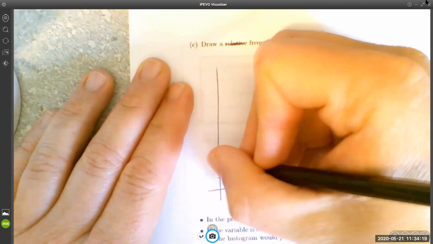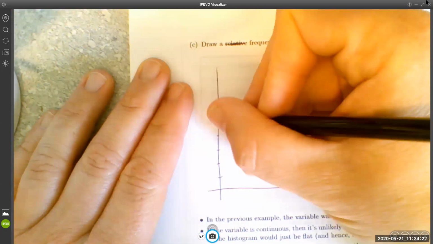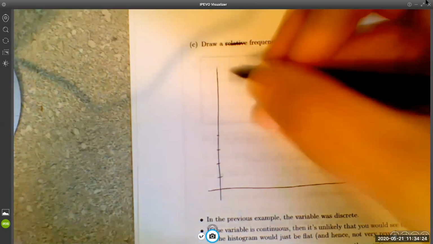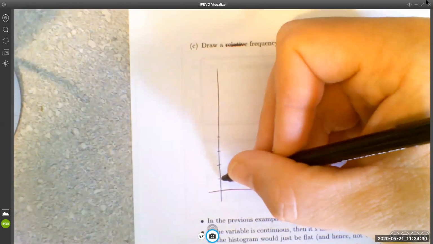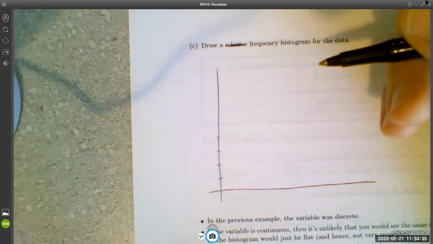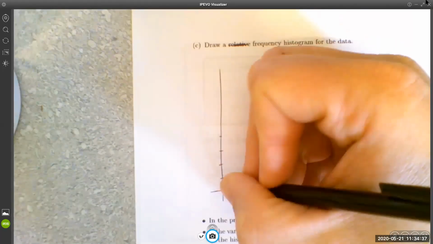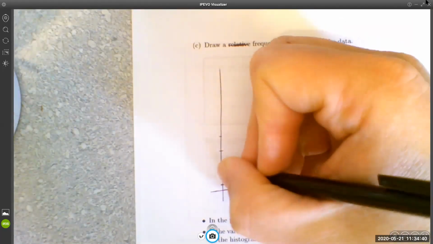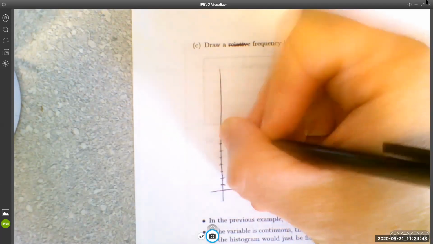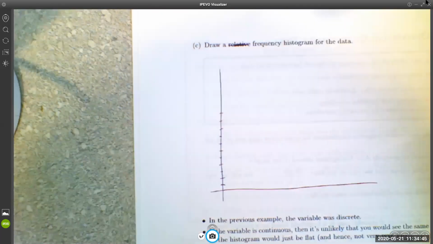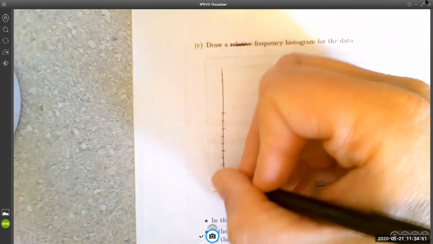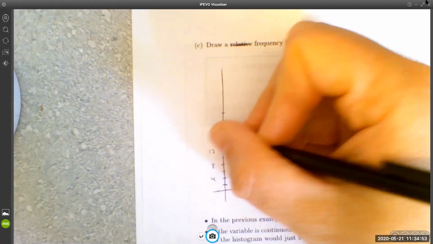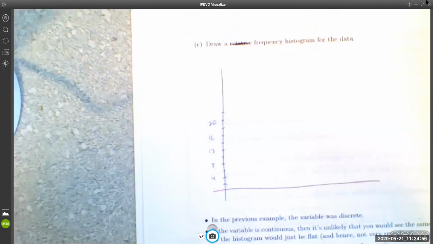So 5, 10, 15, 20. Oh, I could have done better than that, huh? And I used pen. Well, okay. Maybe I can go in 2s. 2, 4, 6, 8. No, that's too spread apart. Well, maybe if I split it like this. So 2, 4, 6, 8, 10, 12, 14, 16, 18, 20, 22. And that's good enough, right?